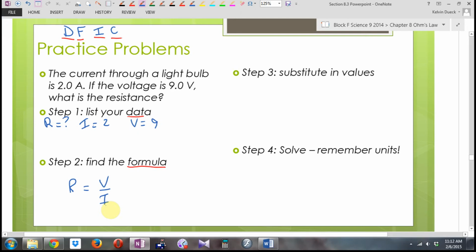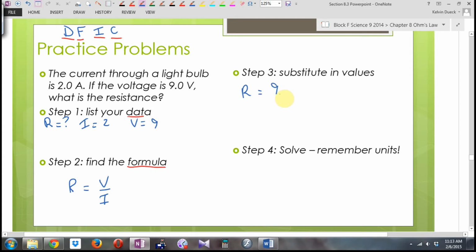Now we substitute in the values. R equals, what's V? And if you've done this, now it's plug and chug, which is the phrase that I use in physics all the time. What's V? Go look where you listed your data. If you set it up right, you can almost turn your brain off from here and it becomes very mechanical.